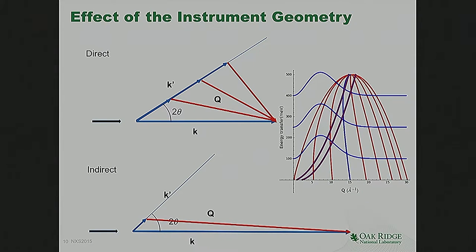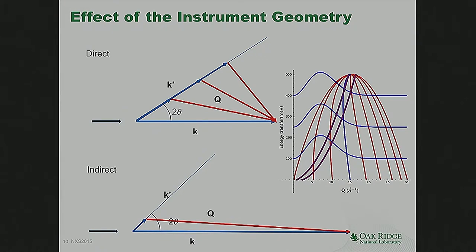One of the characteristics of these instruments is that with direct geometry instrumentation, as you try to get to higher energy, you can essentially observe the information at lower Q, and that gives you higher intensities than you see here.